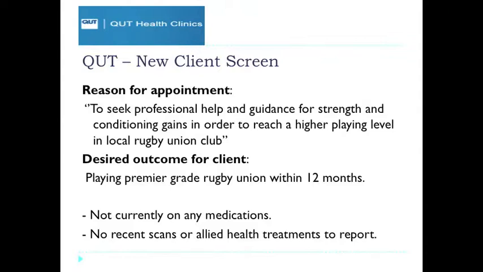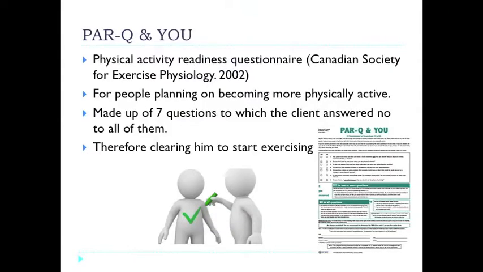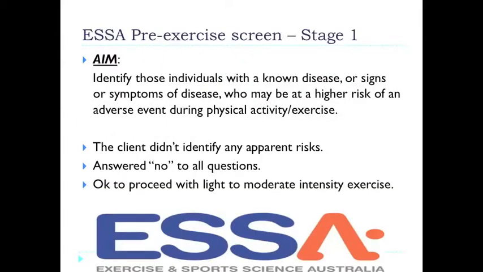The client didn't list any current medications or recent scans or allied health treatments. The client then filled out the PAR-Q, the Physical Activity Readiness Questionnaire, to which he answered no to all questions. After completing the new client screen, the client was asked to complete the Exercise and Sport Science Australia Adult Pre-Exercise Screening Questionnaire. On stage 1 of the questionnaire, the client did not identify any apparent risks, answering no to all questions. This would indicate that the client may proceed to undertake light, moderate intensity exercise.